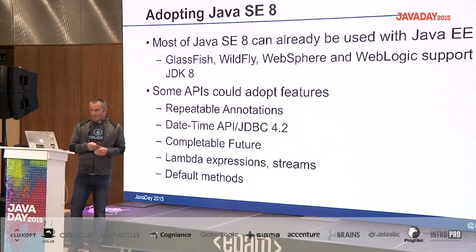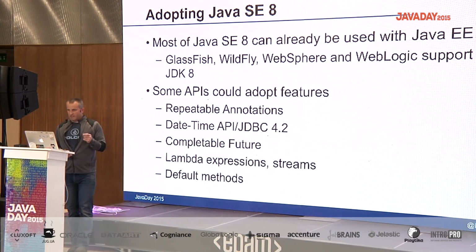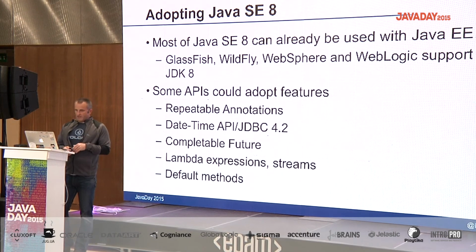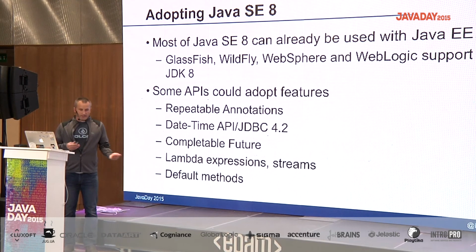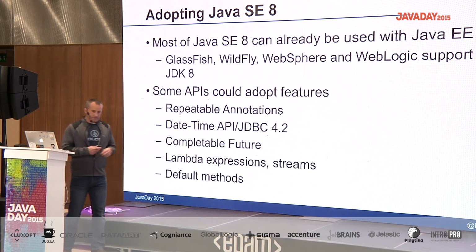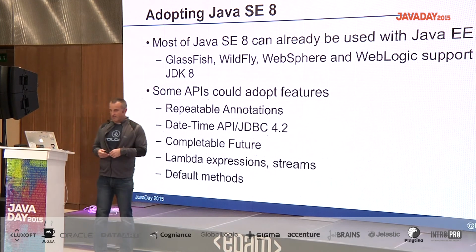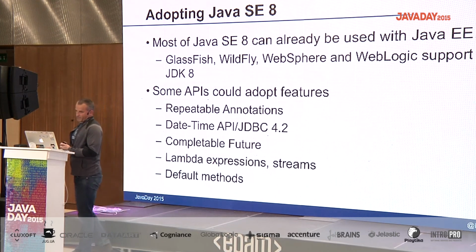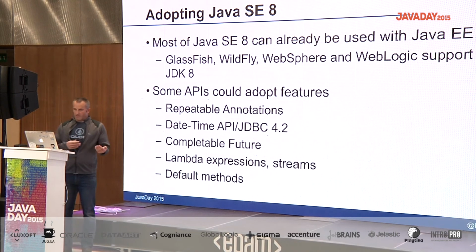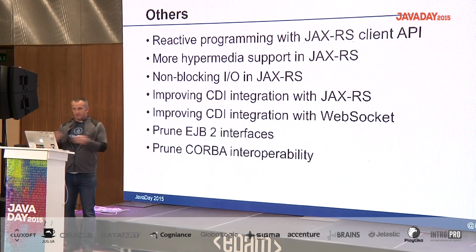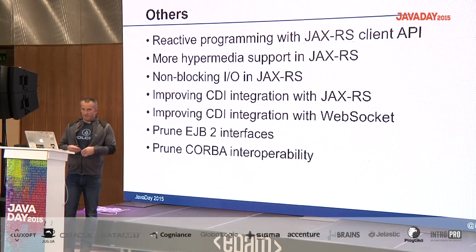And Java SE 8 brings a very useful set of changes that has been extremely well received by the community. And most of it can be used with Java EE. Servers such as GlassFish, WildFly, WebSphere, and WebLogic all support JDK 8. But some of the APIs could adopt these features better, such as the Date and Time API, CompletableFuture, and lambda expressions built into the API. So there's an aim to align Java EE better with Java SE.